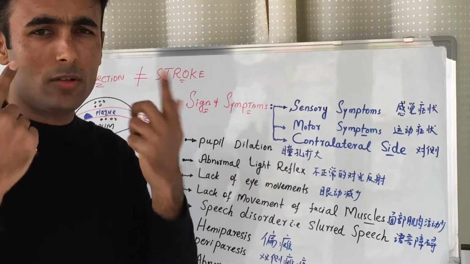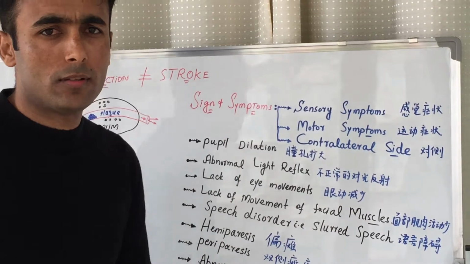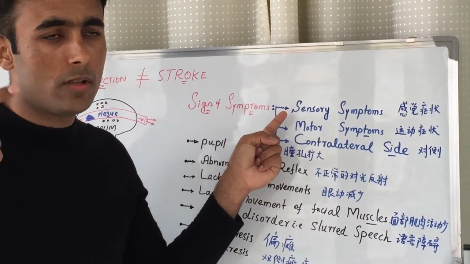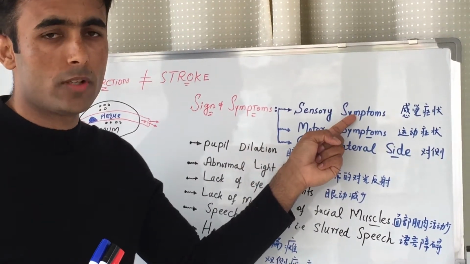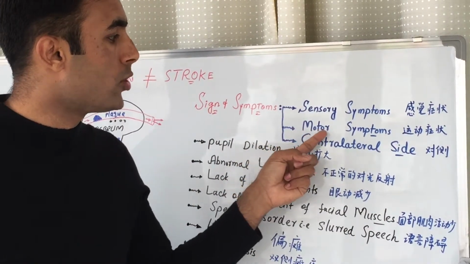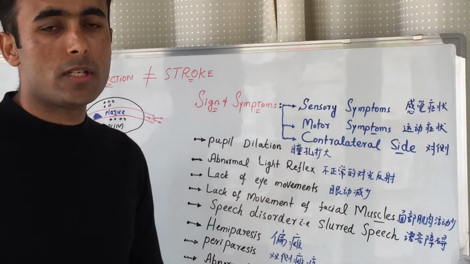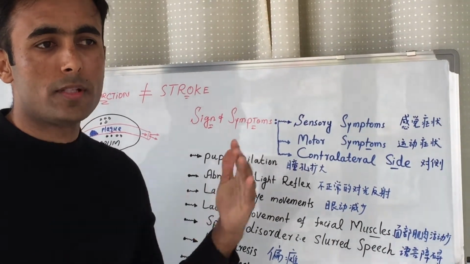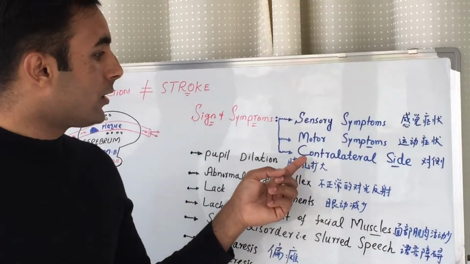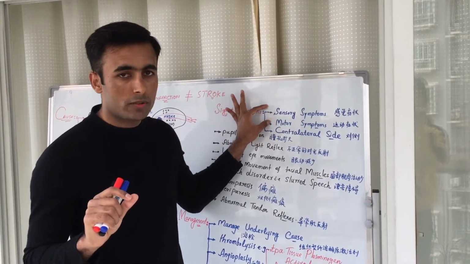If you touch the patient's face, he doesn't feel it. Or if you give him some food, he doesn't feel what kind of food it is. So when the patient develops a cerebral infarction, they lose sensory function, so they develop sensory symptoms. Another kind of symptoms are motor symptoms, where the patient cannot move their body very well. The patient mostly develops sensory symptoms and motor symptoms.